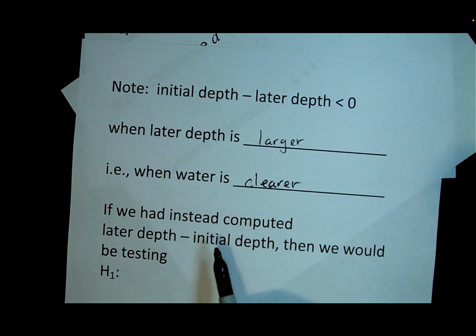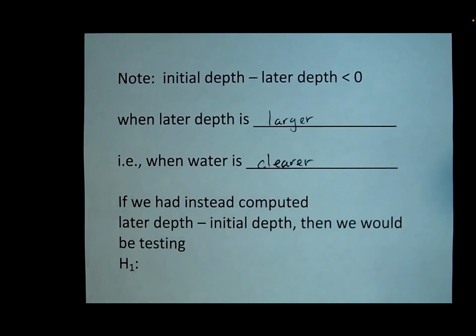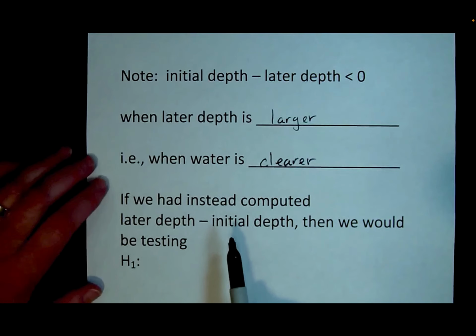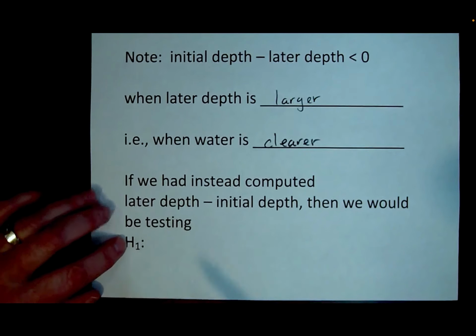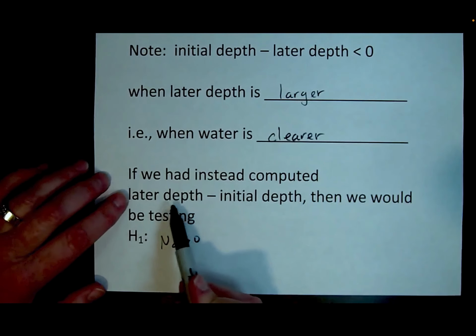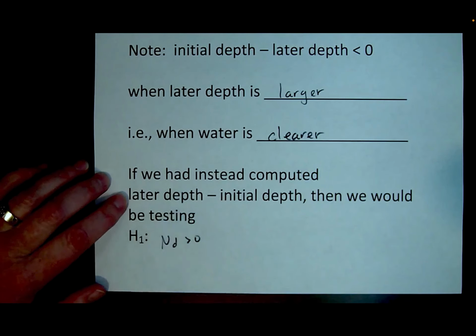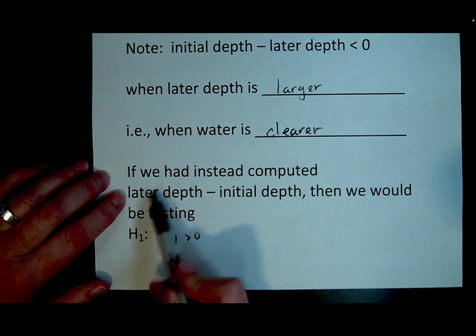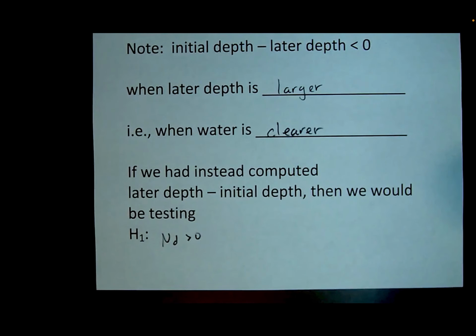Now, if when I did the subtraction I had instead gone later depth minus initial depth, then the alternate hypothesis would have been that the difference is positive, because here you'd get positive answers when the later depth was deeper, when this is the bigger number. So with these differences, you have to think about what you are doing when you subtract in one order rather than in another order.